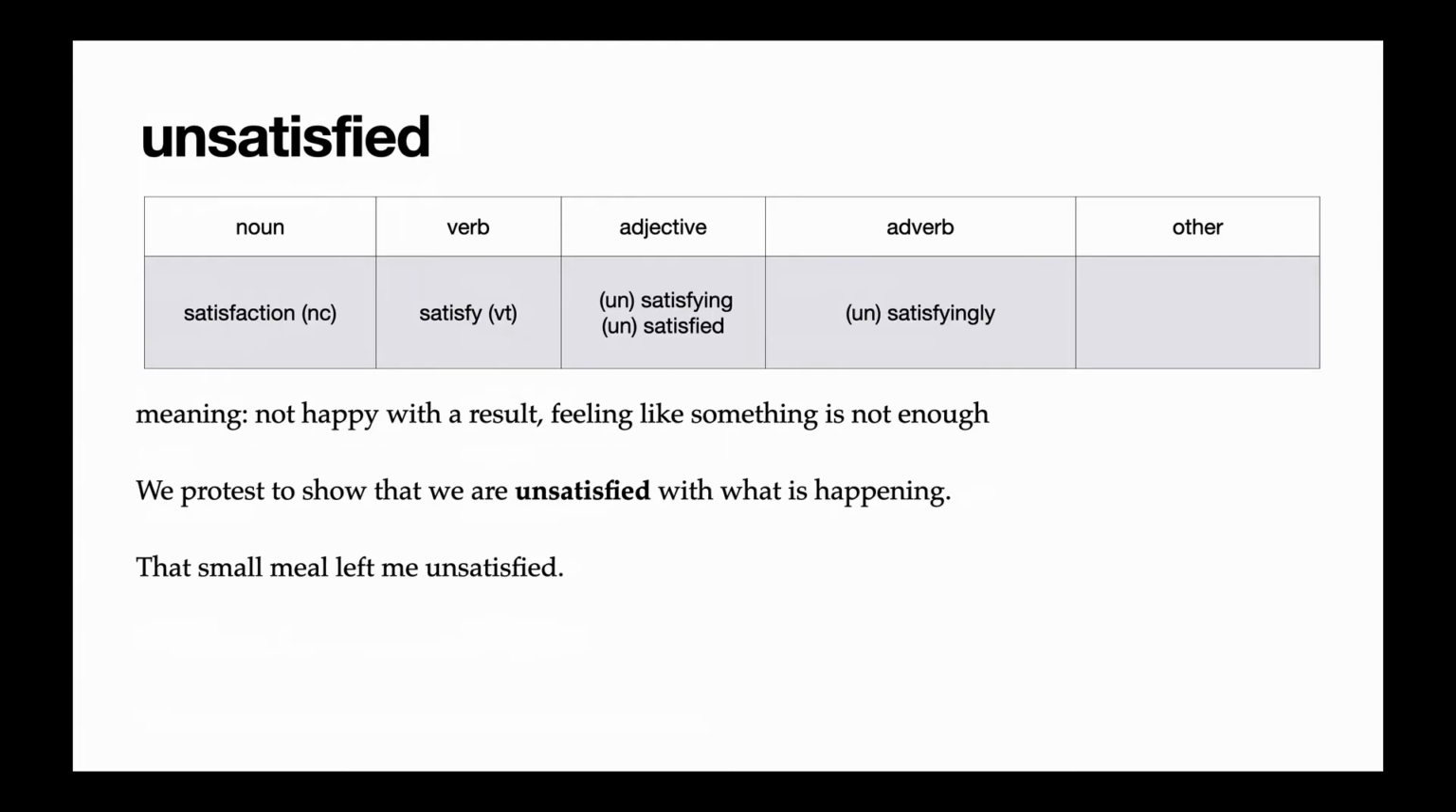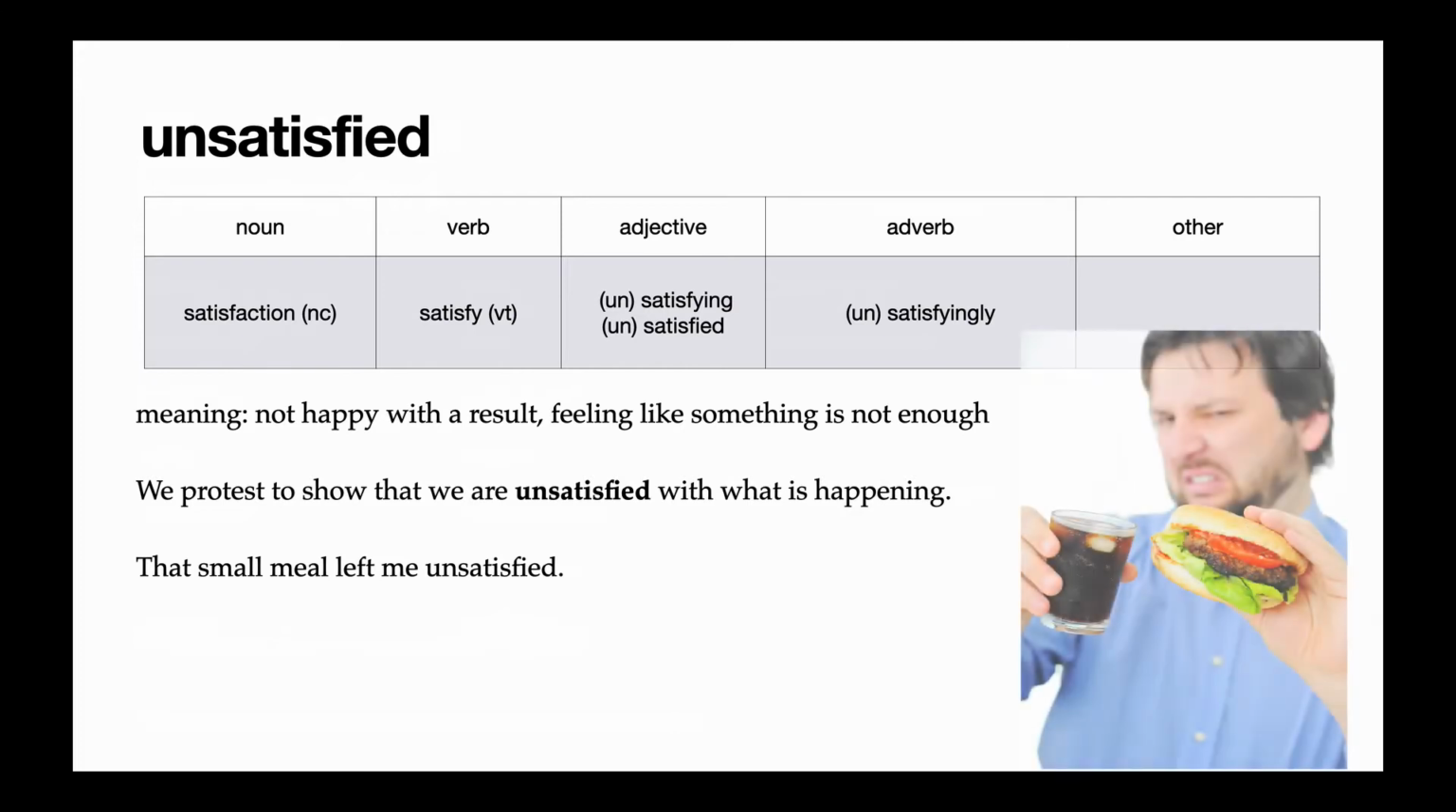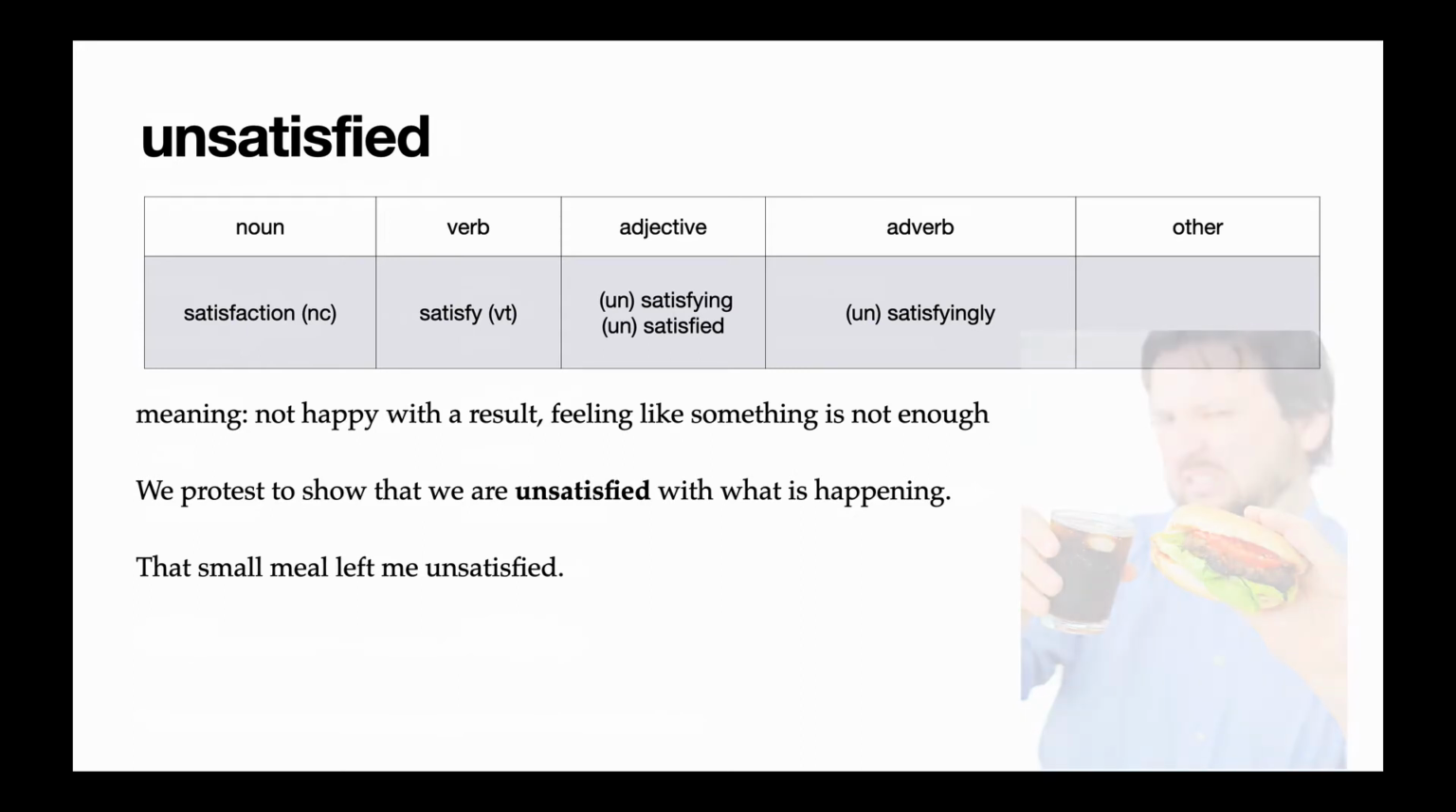Our next word is unsatisfied. And unsatisfied has the prefix un in front of it, which means not. So if you know that satisfied means to be happy or content with something, unsatisfied means you're not happy with something. This week's reading said we protest to show that we are unsatisfied with what is happening. That means we're not happy with what is going on. We can also say that small meal left me unsatisfied.